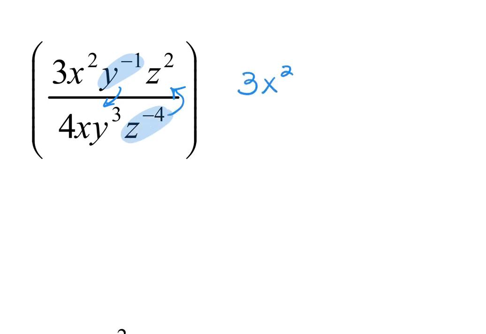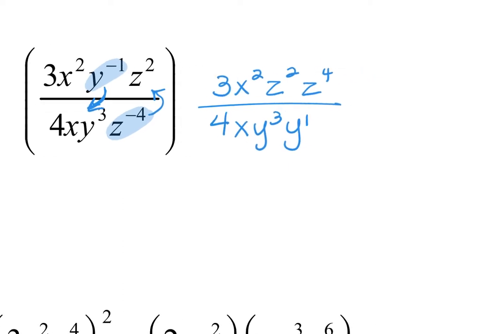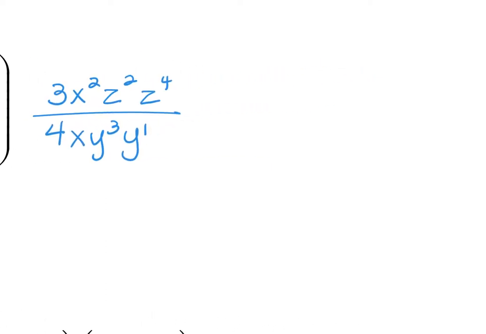So 3x squared, z to the 2nd stays in the top. The z to the 4th is going to go to the top. The 4x stays in the bottom, y to the 3rd stays in the bottom, but the y to the 1st is going to join it, and the z to the 4th moves to the top. So we're done with that. Now you have the bases are the same in both the top and the bottom.